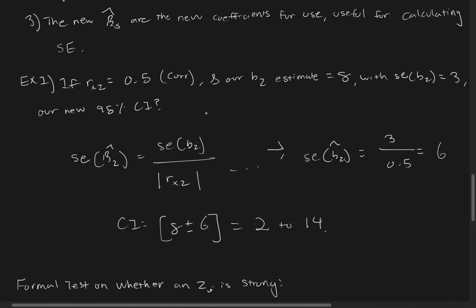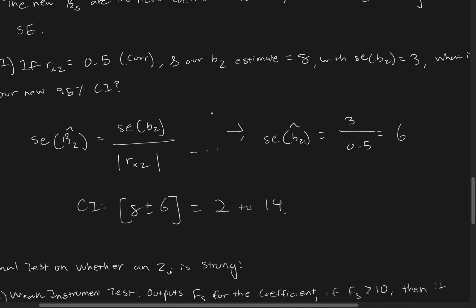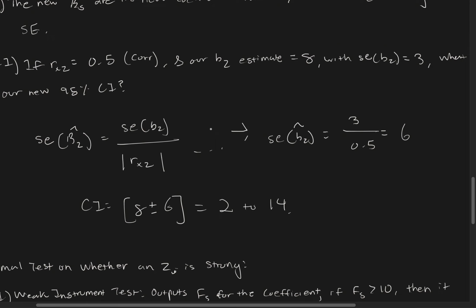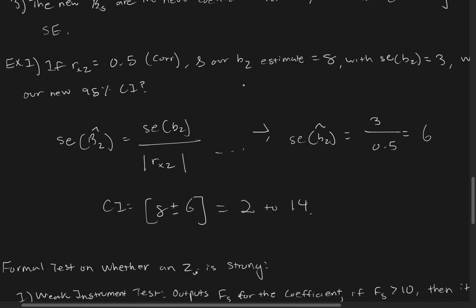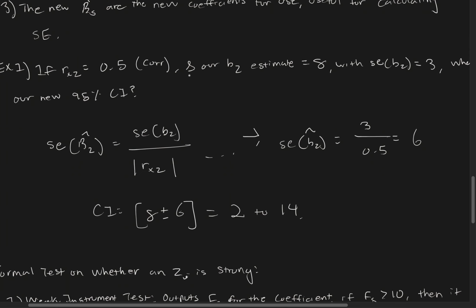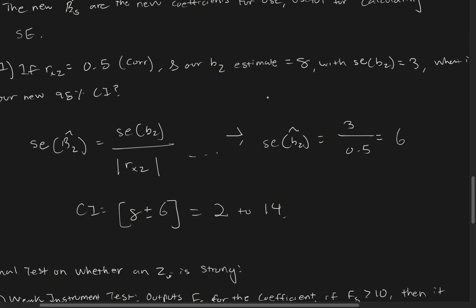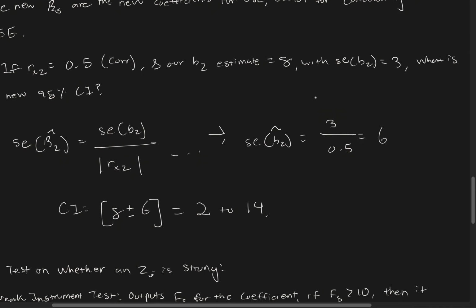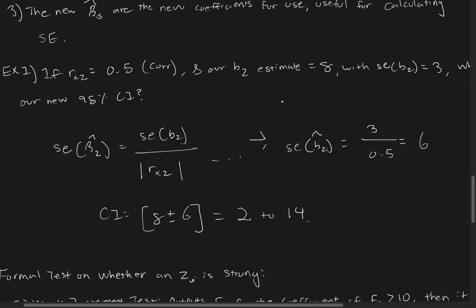So this first example is, I didn't necessarily cover this, but kind of like a mathematical example. I just wrote it out to make it quick. If our estimated standard error of beta B2, our slope, is the known standard error divided by the absolute value of the correlation between our IV and our X, then given these values here, our correlation being 0.5, our beta 2 estimate being 8, and our standard error of the beta 2 being 3, what is our new 95% confidence interval?